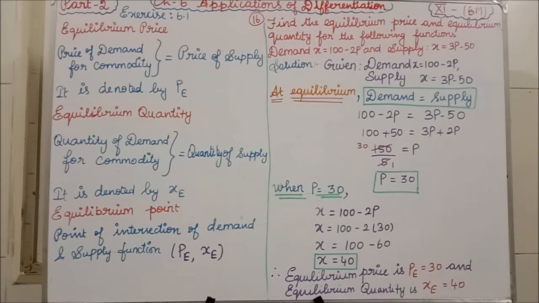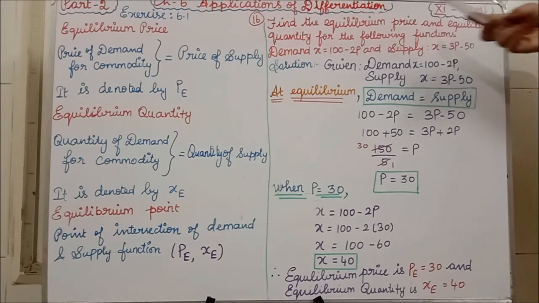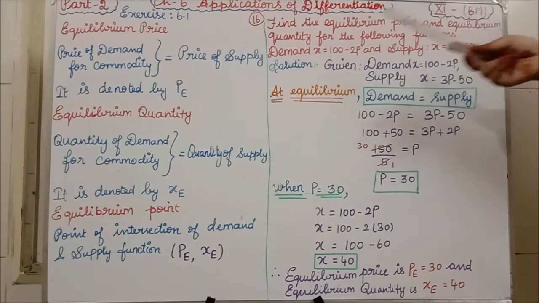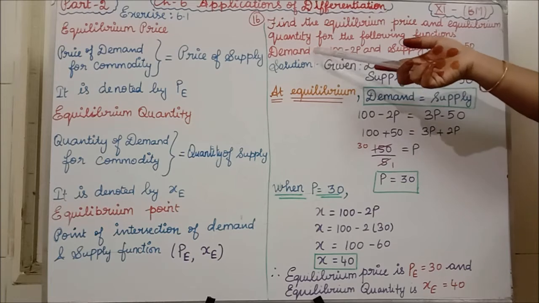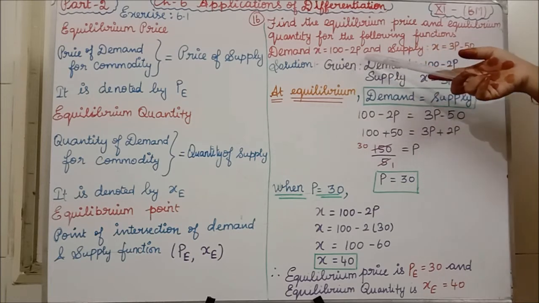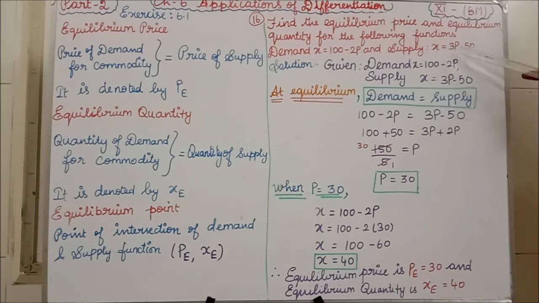Now based on this concept we are going to solve the 16th question. Find the equilibrium price and equilibrium quantity for the following functions. They have given the demand function and the supply function. Demand: x equal to 100 minus 2p, and supply: x equal to 3p minus 50.